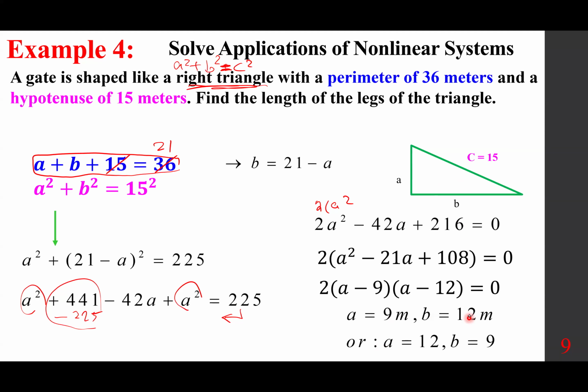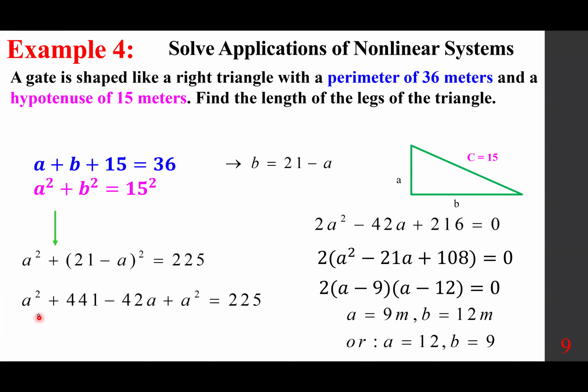And to check, all you have to do is quickly add them up. 9 and 12, 21 with 15. Let me erase my work so we can see that. So 9 and 12, 21 and 15. They add up to 36. Yes. 9 squared plus 12 squared, does it add up to 15 squared, which is 225? That checks too.